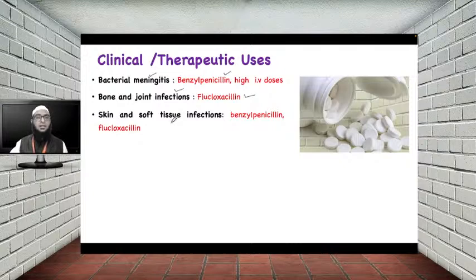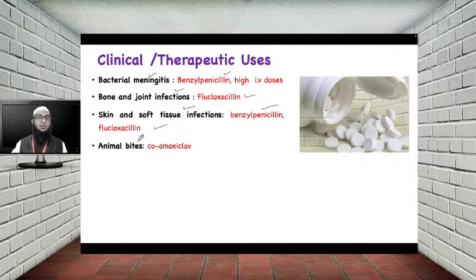Let's see the third clinical condition, skin and soft tissue infection. In skin and soft tissue infection, you can use benzyl penicillin, which can easily reach there. Even flucloxacillin can also be used. So if you feel that benzyl penicillin is not working, you can also go for flucloxacillin. Okay, so this is in case of skin and soft tissue infection.